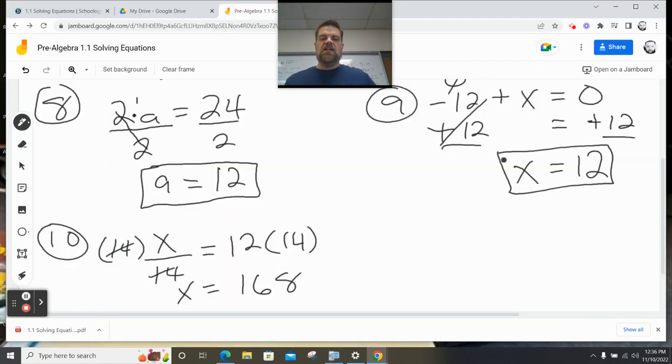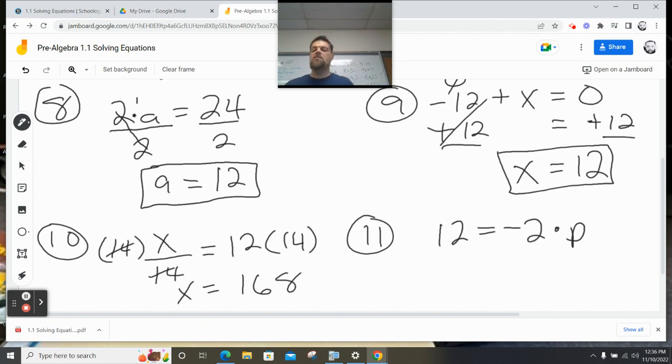All right, problem number 11. Oh, we got to hurry. Problem number 11. 12 is equal to negative 2 times p. What do I do to get p by itself? Divide by what? Negative 2.